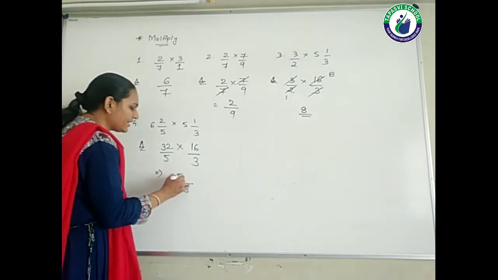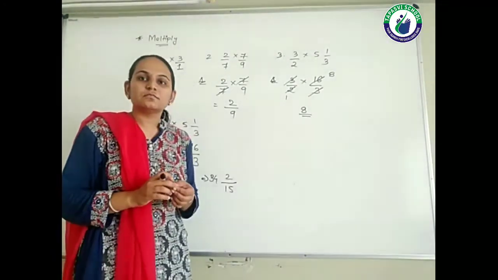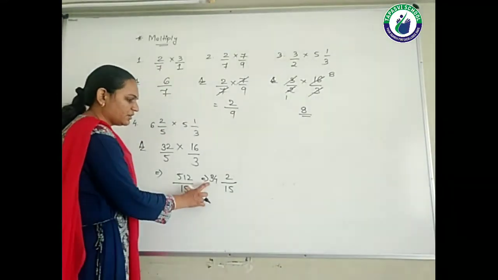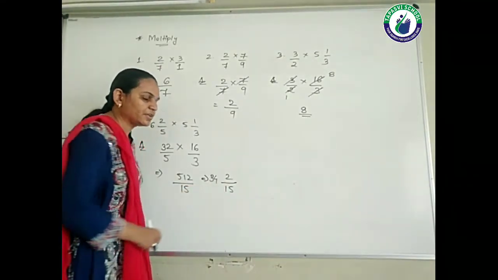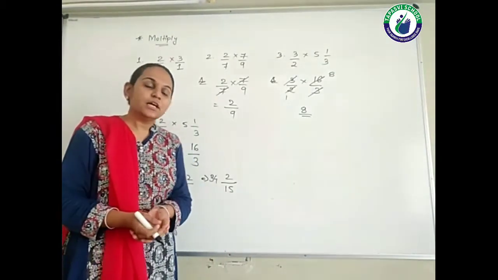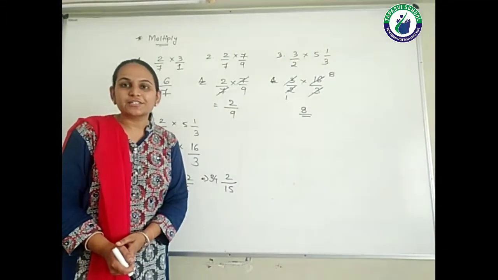So I am getting 512 upon 15, students. Now just to see the mixed fraction of it, that is 34 whole number 2 upon 15, or you can call it 34 integer 2 upon 15. That also you can call it. So 34 integer 2 upon 15 is the solution for it, right?